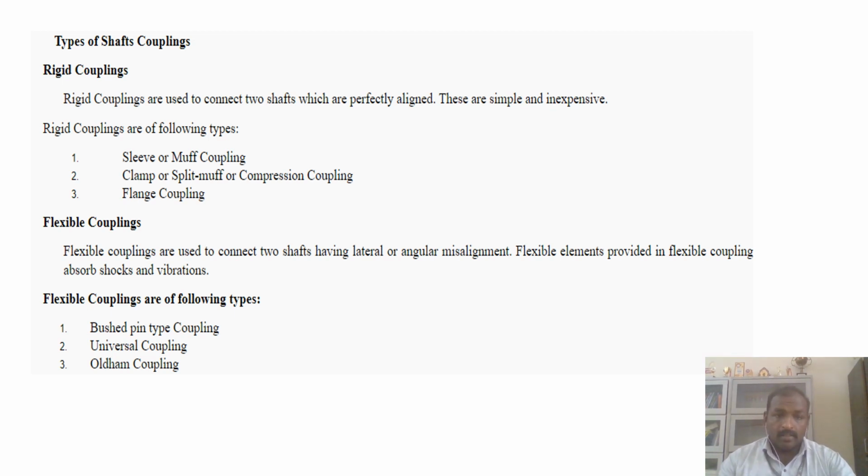For rigid couplings, there are three classifications. One is the sleeve, otherwise called muff coupling. The second one is the split or clamp, also called compression coupling. And the third one is called flange coupling. In flexible couplings, there are three couplings available: bushed pin type coupling, universal coupling and Oldham's coupling.